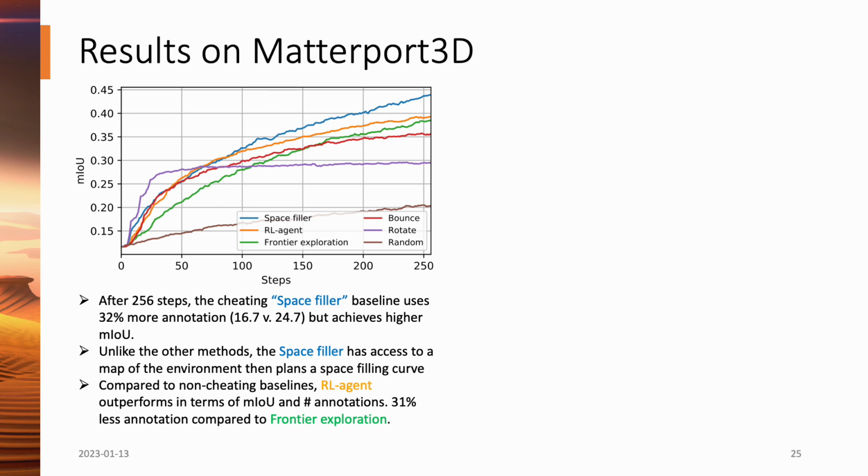Compared to our learned agent, it achieves a better score after 256 actions, but it also uses 32% more annotations. Compared to other non-cheating baselines, the learned RL agent is better in terms of both mIoU and the number of annotations required. For example, it uses 31% fewer annotations than the closest baseline in green.